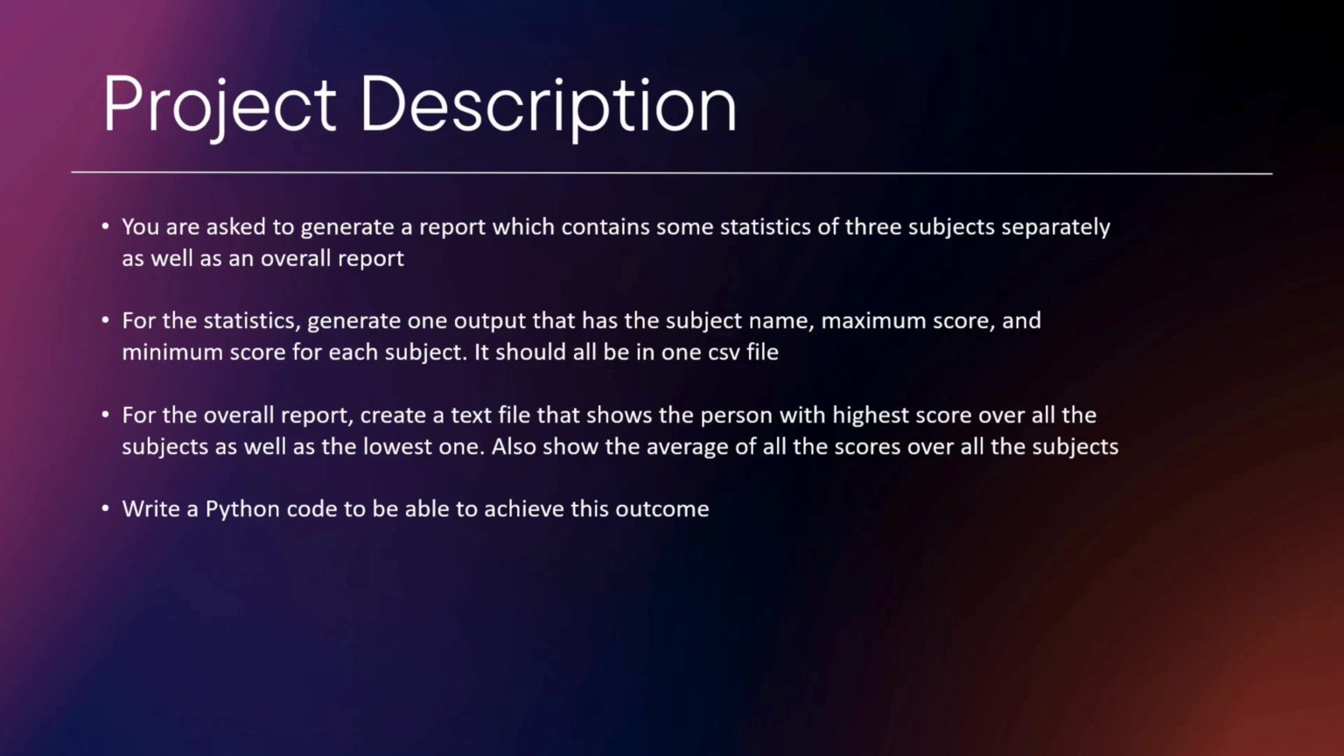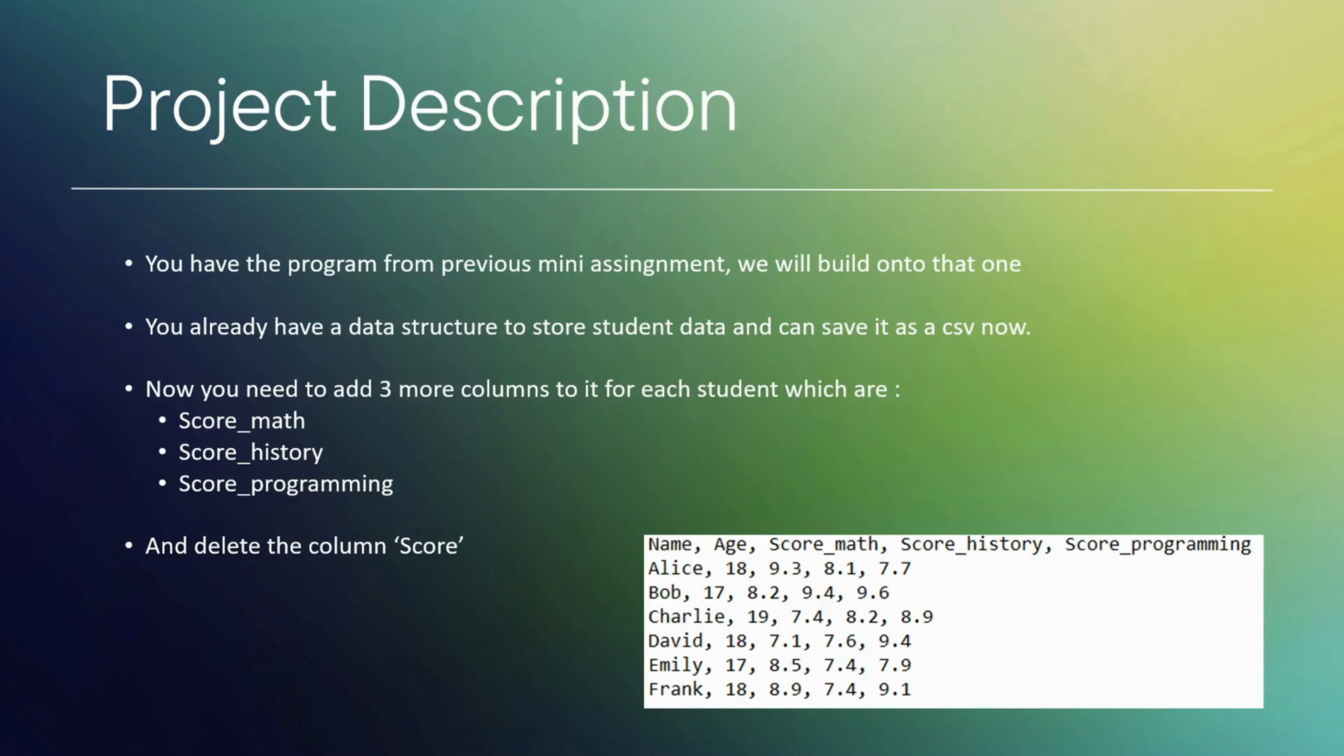So for the statistics, generate one output that has the subject name, maximum score, and minimum score for each subject. Like in one CSV file, you should have score math, where math is the name of the course subject. Then you have the maximum score in math of all the students, then the minimum score in math, and then the average score in math. Then for history, then for programming. So this means that you would have three rows, one for math, one for history, one for programming, and let's say four columns: one is the subject name, one is the highest, one is the lowest, and one is the average.